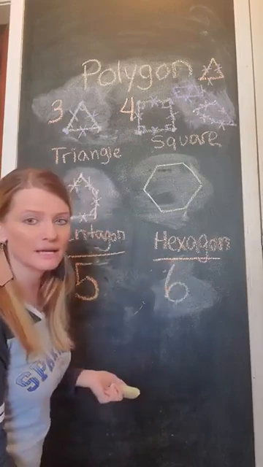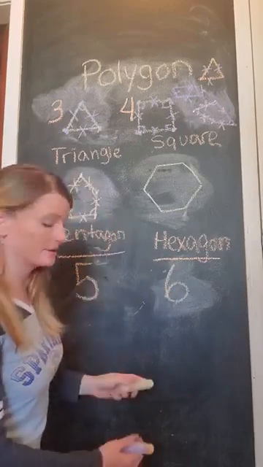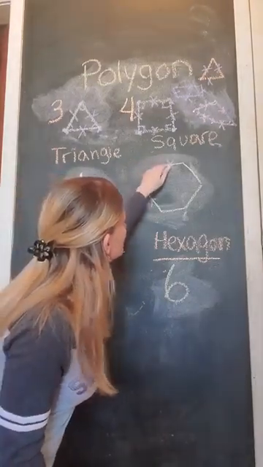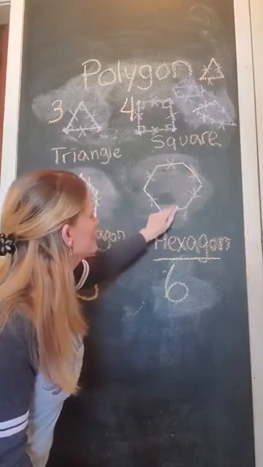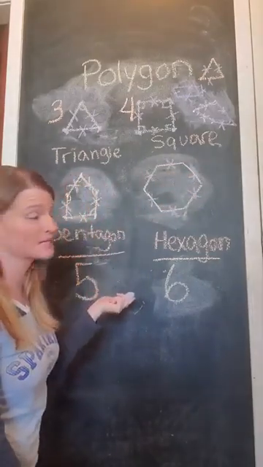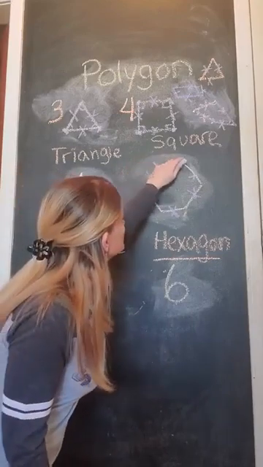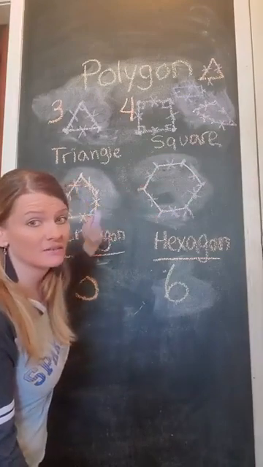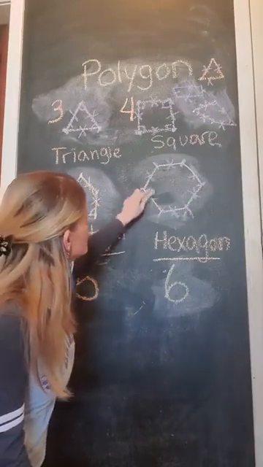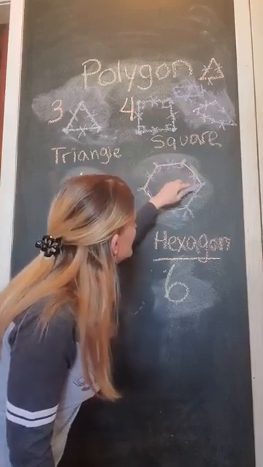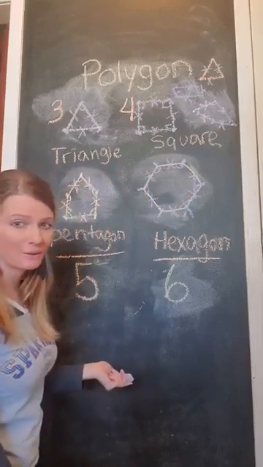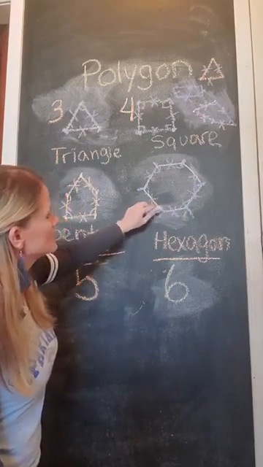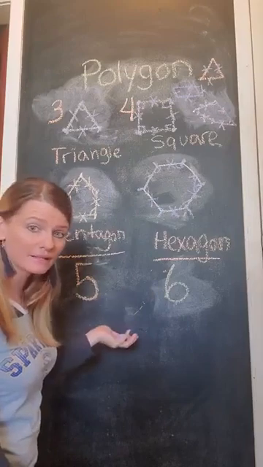You're going to have 6. So we're going to count out our sides on our hexagon. 1, 2, 3, 4, 5, 6. We have 6 sides. We have 1, 2, 3, 4, 5, 6 vertices, and 1, 2, 3, 4, 5, 6 angles. Okay?